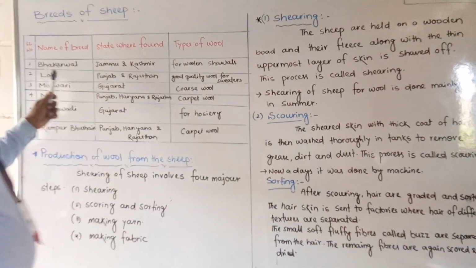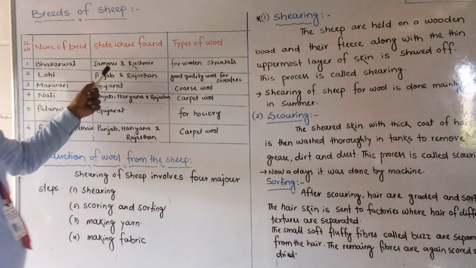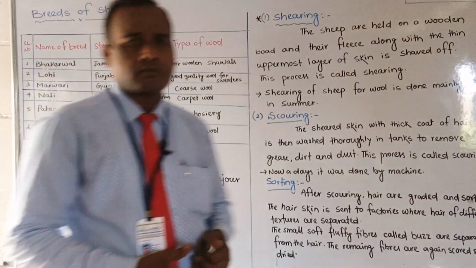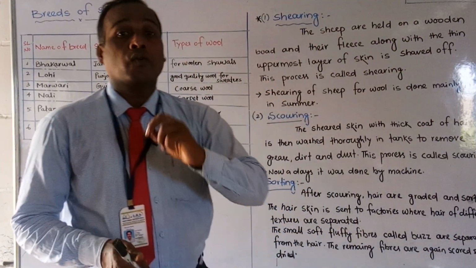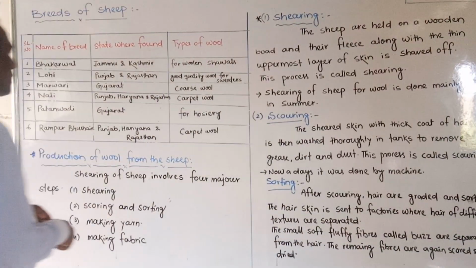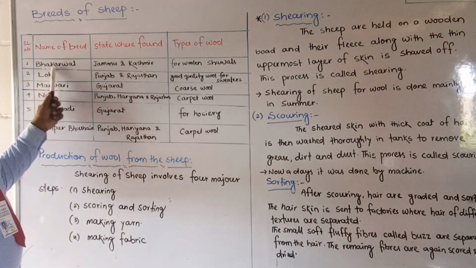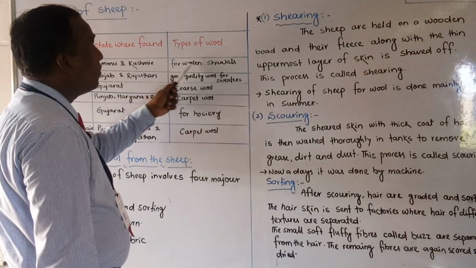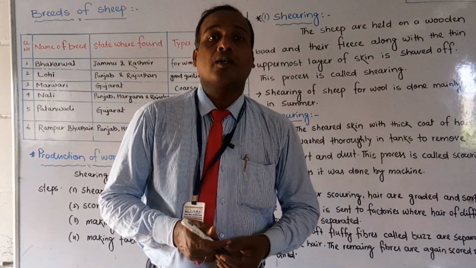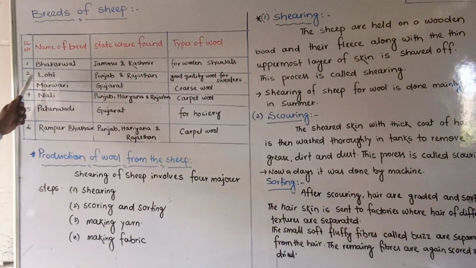The first one is Bakrawal. We get it from Jammu and Kashmir, one of the states of our India. This is a special breed of sheep, and it gives us wool for woolen shawls, which is a very good quality of wool. Which item do we make from it? That is the shawl.